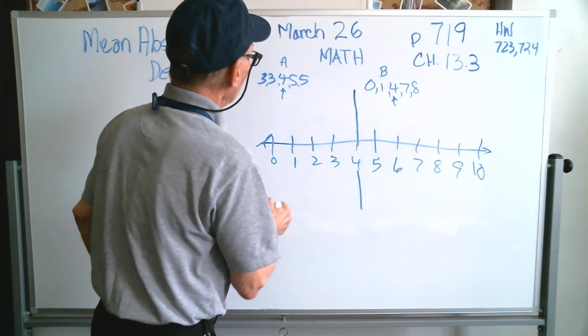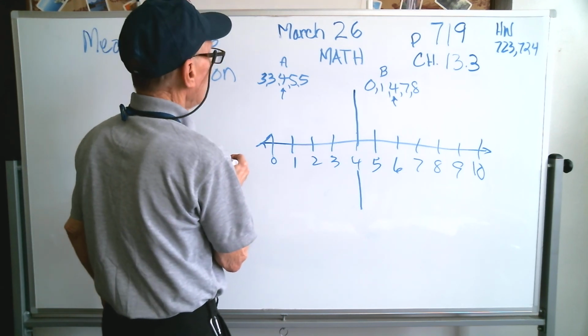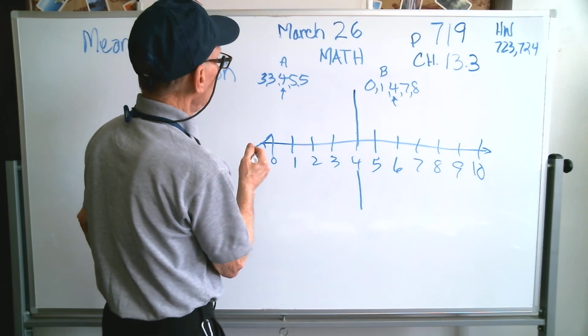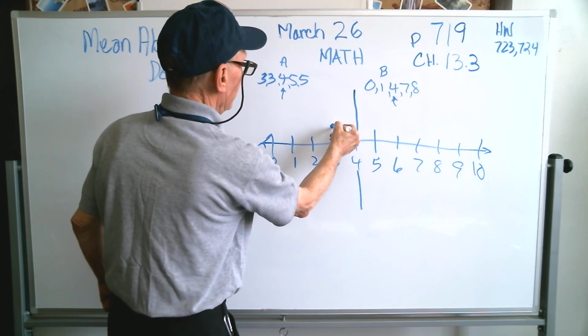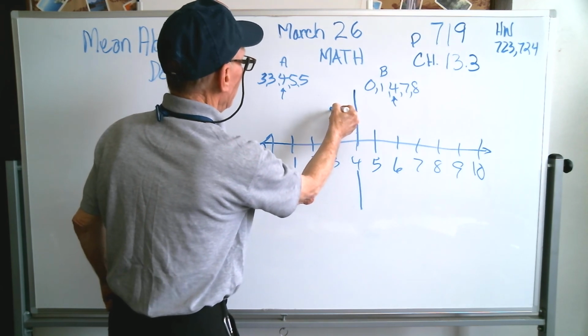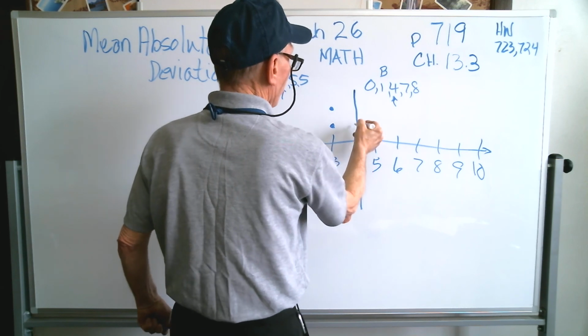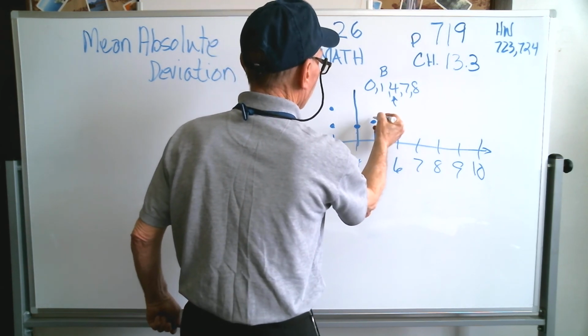So we're going to look at the set of numbers, and we're going to see that in group A, we've got 2 at 3, 1 at 4, and 2 at 5.